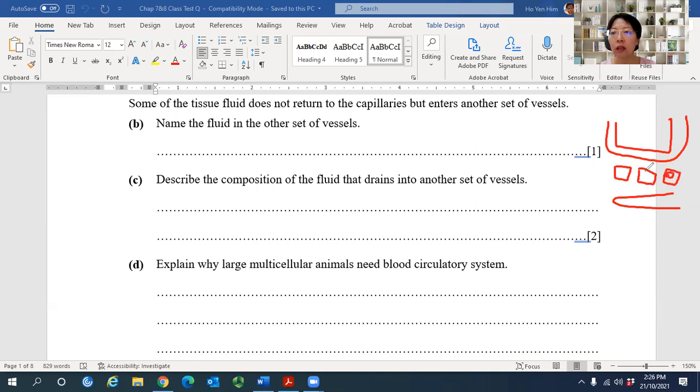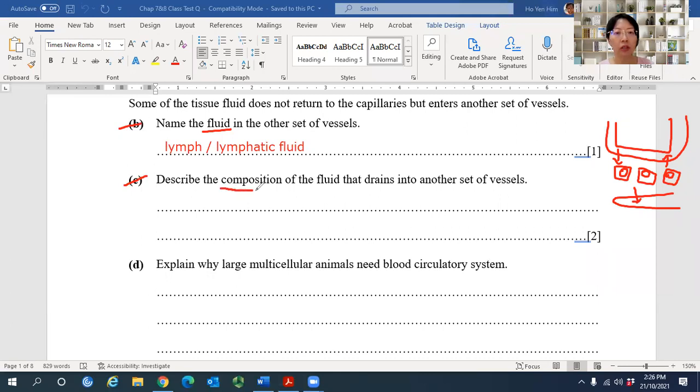Out of 100% of the fluid that comes out from blood plasma, 90% will flow back at the venous end of the capillary, and then 10% will flow into this blind-ended vessel. This is a lymphatic vessel. So they ask you for the name of the fluid. The name of the fluid is the lymph, L-Y-M-P-H, or lymphatic fluid.